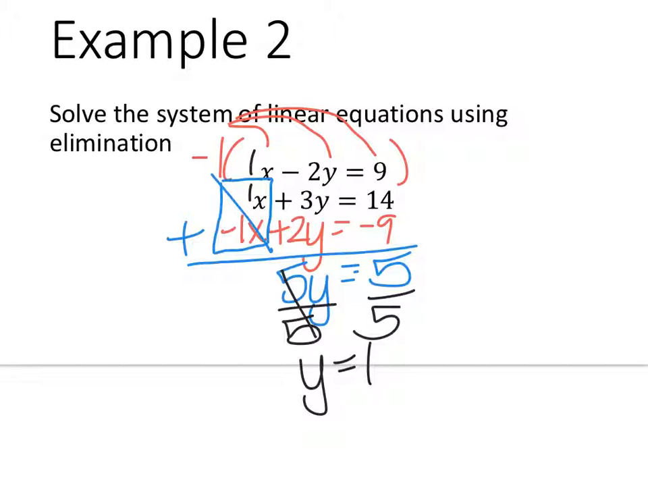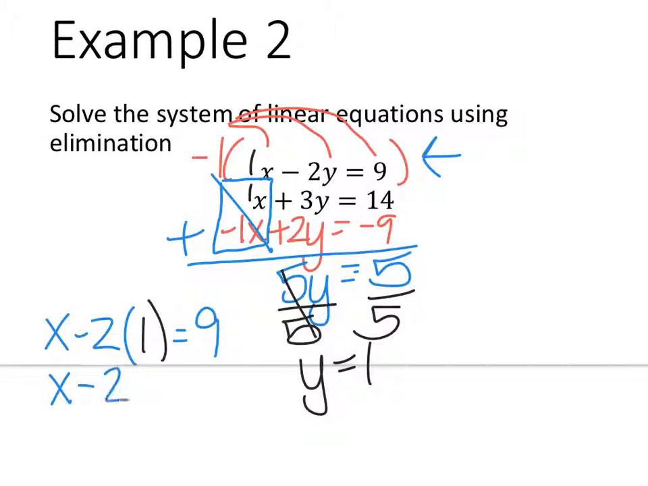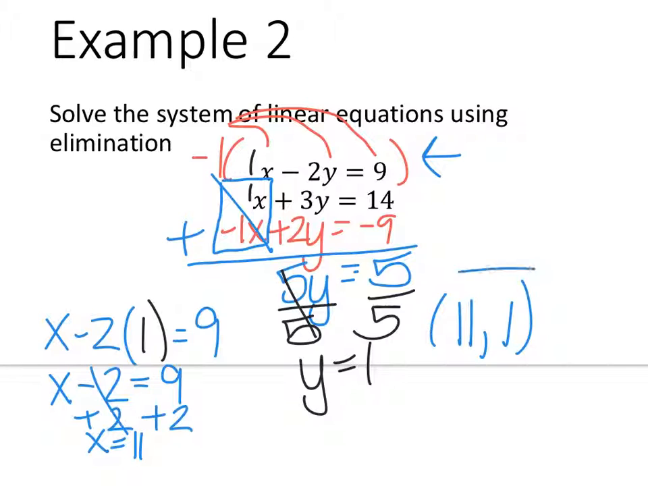I have my y value, now I need to solve for my x value. Again, you can choose any equation you'd like. I'm just going to go up to the top because I feel like it. So I'm going to start with x minus 2. In place of y, I know that it equals 1, so I'm going to write that and set it equal to 9. So this will be x minus 2 equals 9. So if I add 2 to both sides, I end up with x equals 11. So I take my x value, take my y value, and write my solution as an ordered pair.